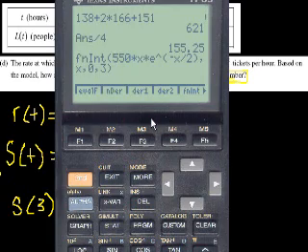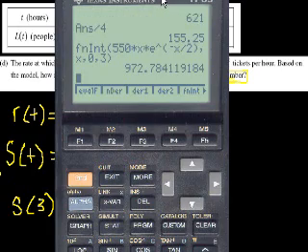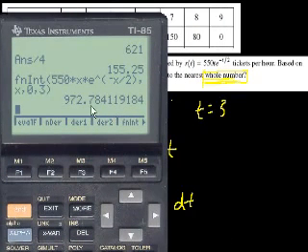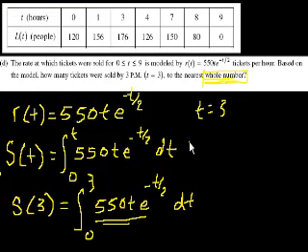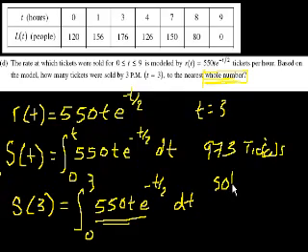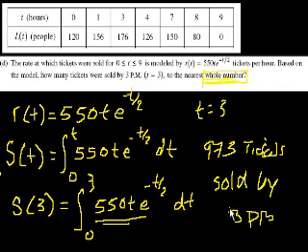Click enter, let the calculator do the work. This would have taken you quite a while if you had to actually do the integral yourself. 972.78. And they want us to round to the nearest whole number. So the nearest whole number is 973. So we say 973 tickets sold by 3 p.m. And we're done. That only took us 4 minutes. And it would have taken us even less if we didn't have to explain it. Anyway, I will see you in problem number 3.